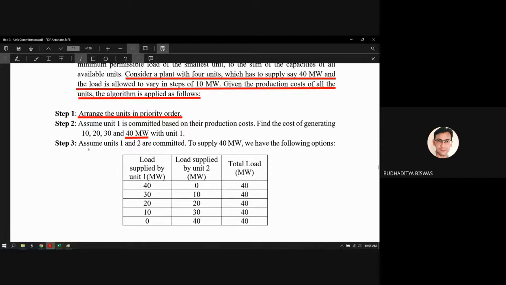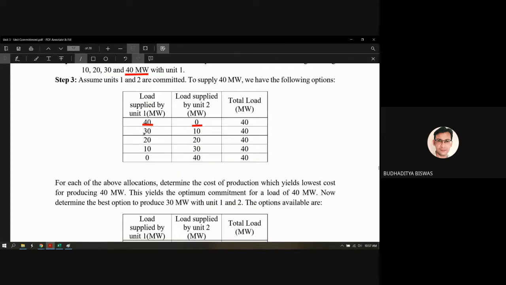So assume then that this is the next step. Assume unit 1 and 2 are committed. To supply the 40 megawatt, we have the following options. So load supplied by unit 1, load supplied by unit 2 and total load. So if the load supplied by unit 1 is 40 megawatt, then total load demand is met. So unit 2 doesn't need to generate anything. So that's why the load supplied by unit 2 is 0 megawatt. If it is 30, then it is 10 megawatt. So total load demand should be 40 megawatt because 40 megawatt is the load demand in this particular time.